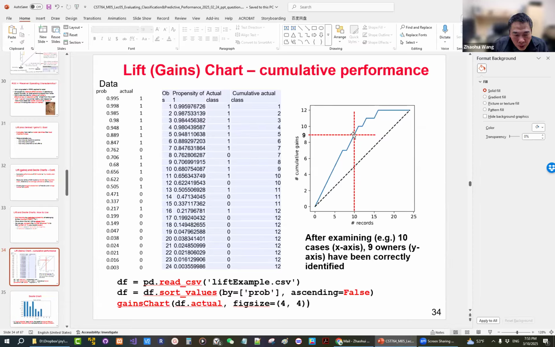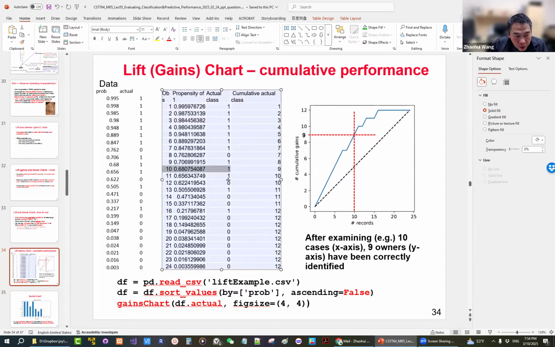And from the plot, we can explain the meaning of the points on the curve. Yeah, for the horizontal direction, the record number is 10, will be here. Record number is 10 here. And we have the cumulative gain is 9. Yeah, it is 9 here.